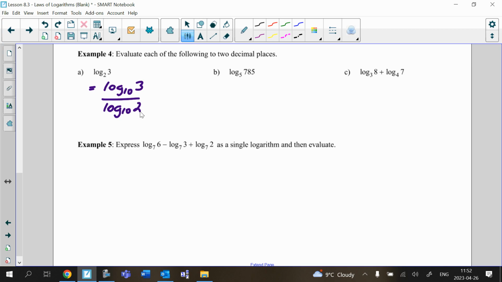This one, I can't do in my head. So log base 10 of 785 divided by log base 10 of 5. And when you do that, again, you should be doing this on your own calculator so you're familiar with how to do it and getting the correct answer. You should get 4.14.